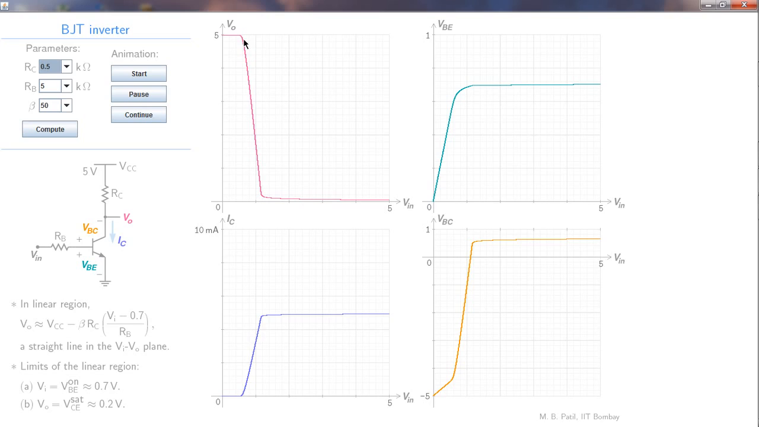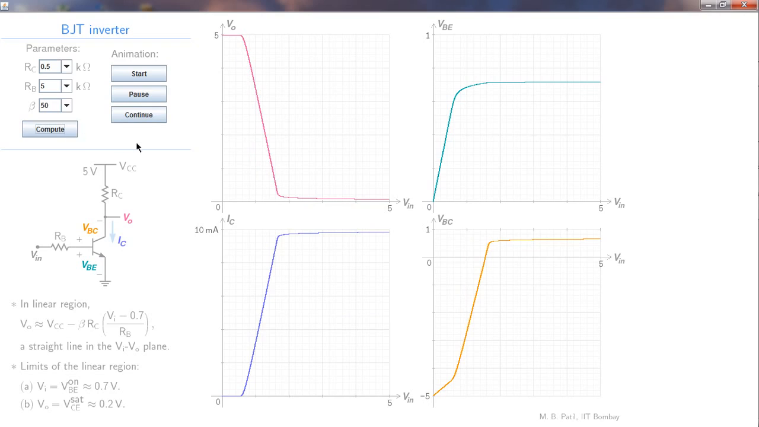So what will change is this part here, the one that corresponds to the linear region, and that is because we have RC here in the equation for that region. So RC controls the slope of the VO versus VI characteristics. It's beta times RC by RB. So if we make RC smaller, the slope will become smaller. Note that it is still negative. So this variation will become less steep. So let us see if that happens. Like that. And correspondingly, these other curves also will change.